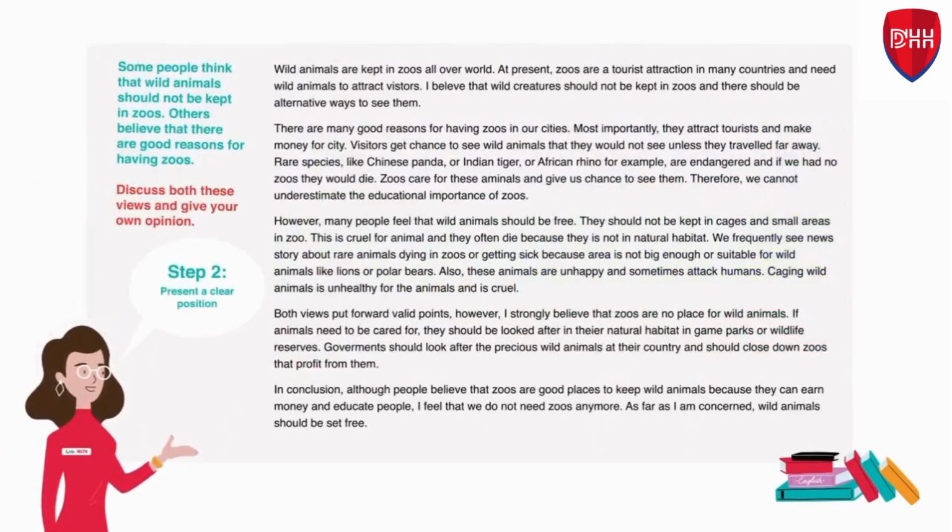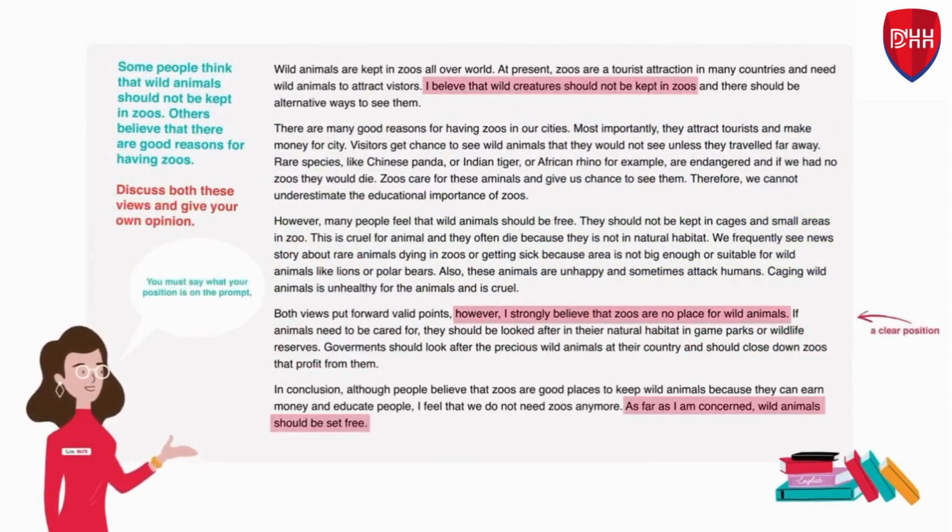Step 2. Present a clear position. You must say what your position is on the prompt, so the examiner knows what you think about the question.